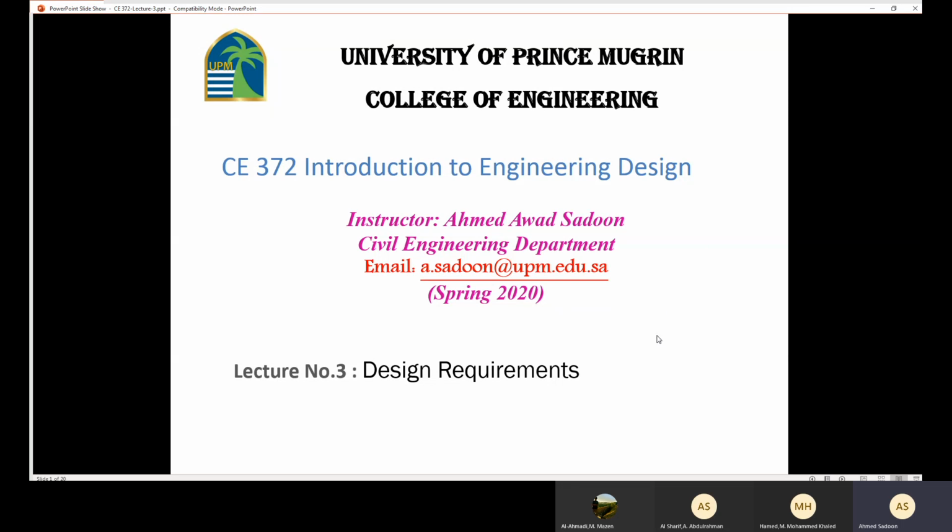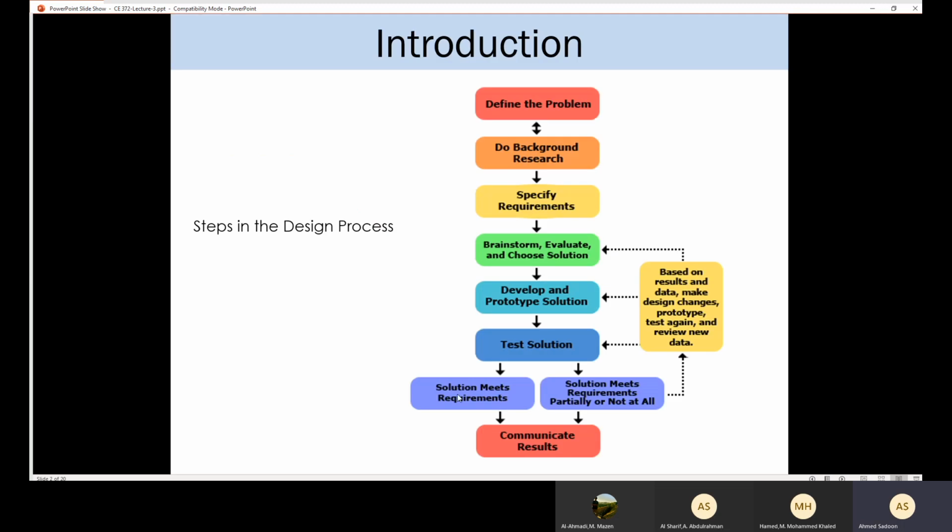In this lecture, we are going to discuss the design requirements. In the previous lecture, we discussed the steps in the design process. And we said that the first step should be defining the problem, which means that I need to ask a couple of questions to clearly know what the problem is.